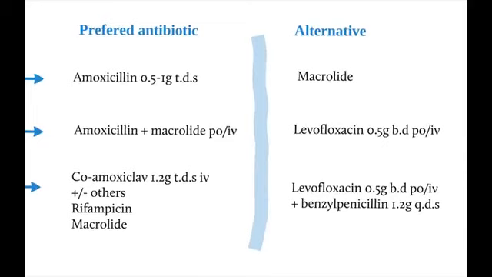If they're medium risk, a medium mortality, we're going to use amoxicillin plus something else like erythromycin or a macrolide. Or we could use levofloxacin with some of the newer things. Co-amoxiclav, rifampicin and macrolides can be used in a severe pneumonia, and these should be given by the intravenous route, preferably. And levofloxacin and benzylpenicillin can be used.